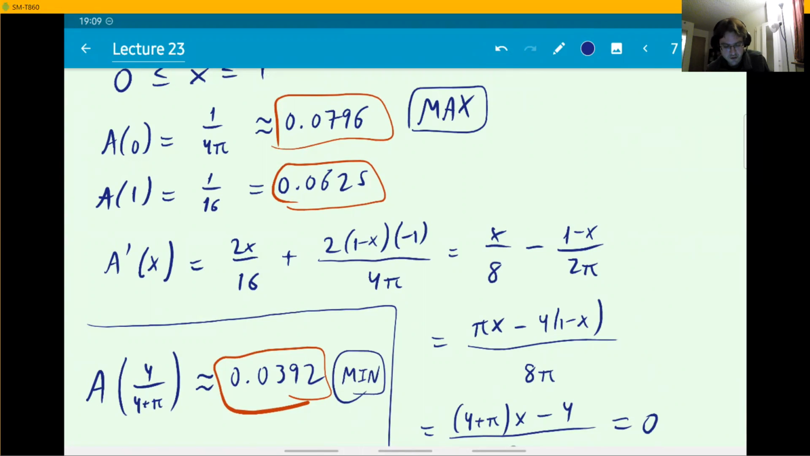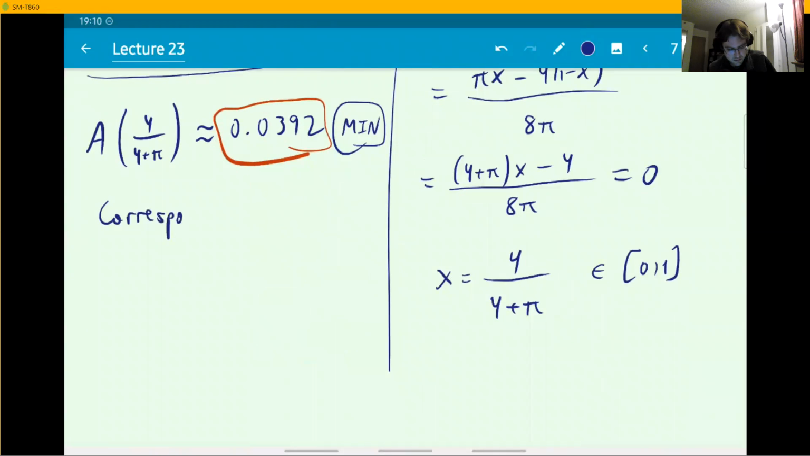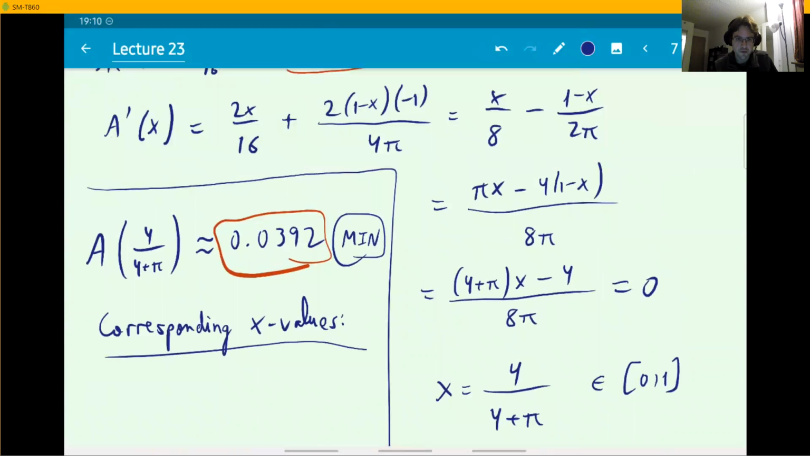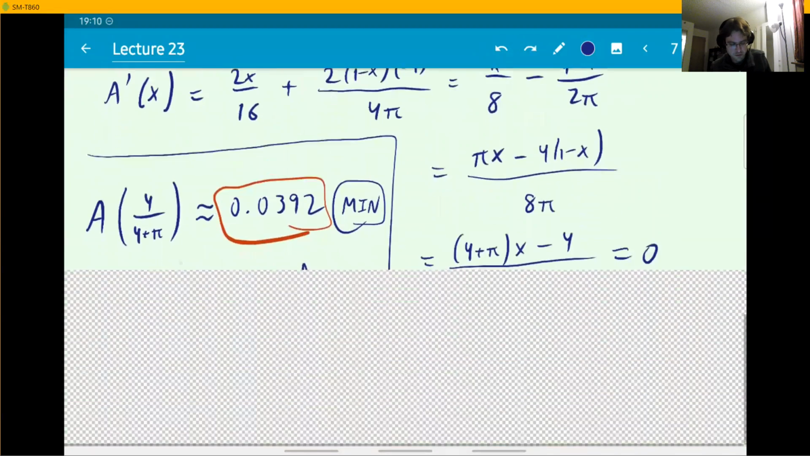Okay, but what were the corresponding x values at these locations? Remember, the question was asking for the line segments. The things that I circled in red are values of areas. Those are the maximum areas that you can find, total areas. But the question was asking what are the locations of the cut, or the length of the two segments corresponding to these values. So let's just write down the corresponding x values. For the max, it was x equals 0. And for the min, it was the 4 over 4 plus pi number.